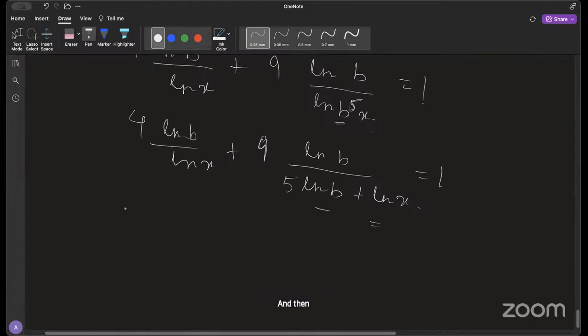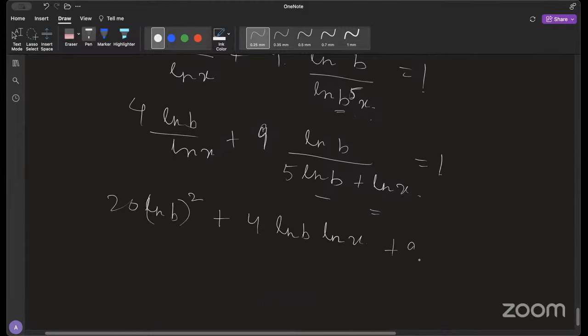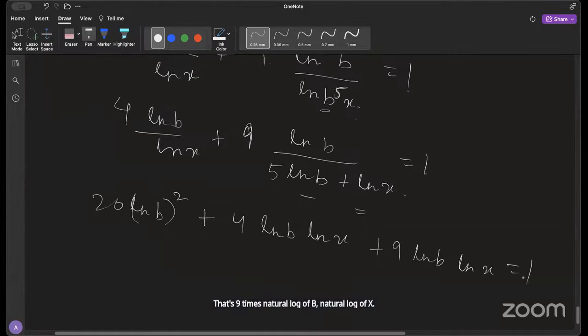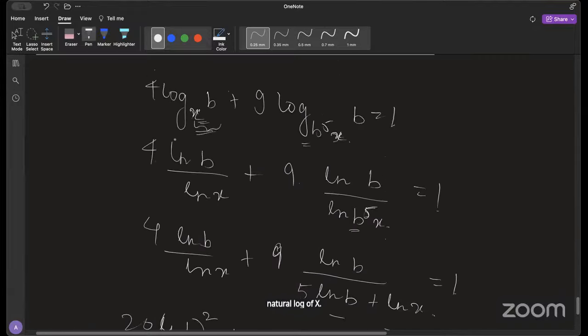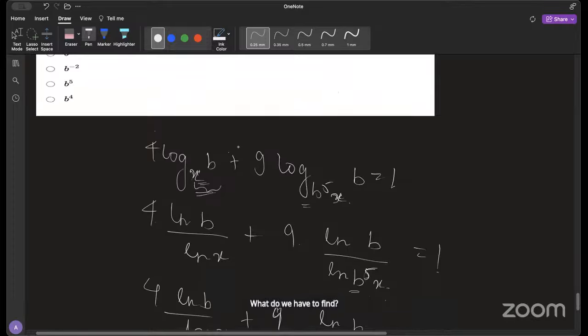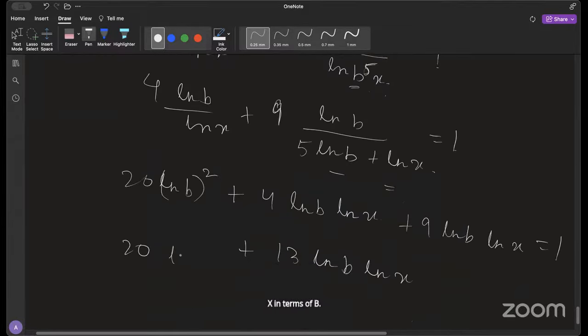And then let's just cross multiply this. So we'll get 20 natural log of b squared plus 4 natural log of b natural log of x plus 9 times natural log of b natural log of x equals 1. This entire thing is 13 natural log of b natural log of x. What do we have to find? Value of x in terms of b. Yes.